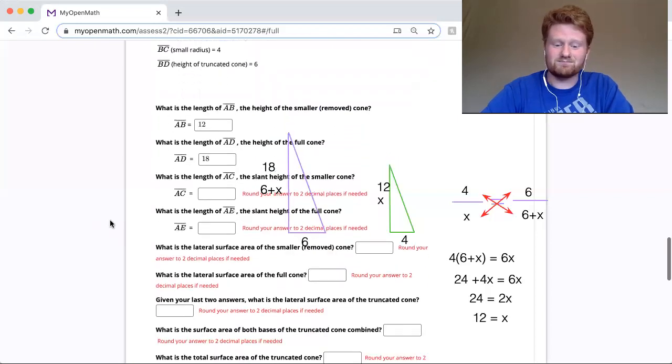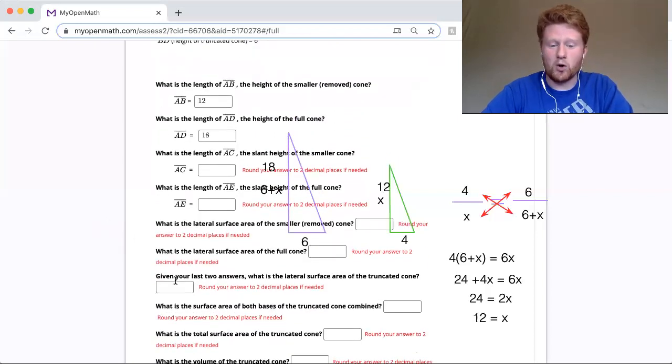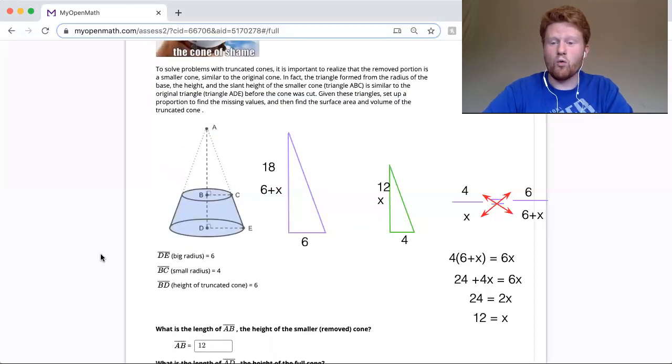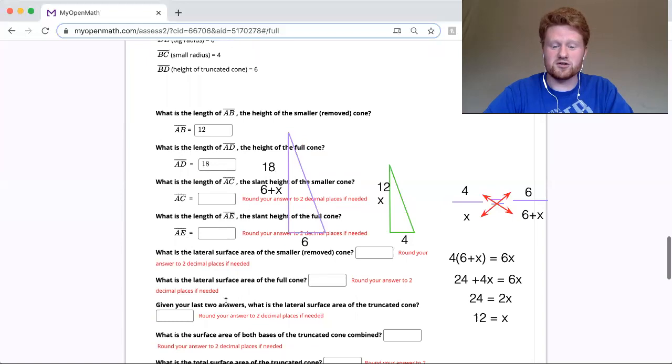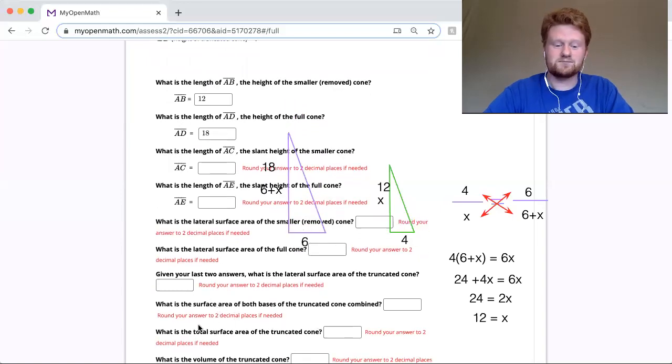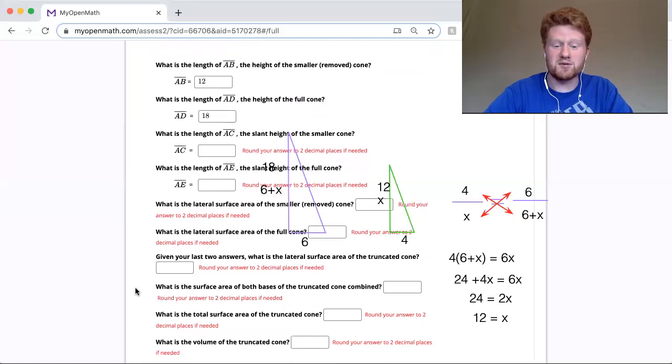The next part says, what is the surface area of both of the bases of the truncated cone combined? Because remember, for total surface area, we want the area of every surface on the figure we're looking at. So in this blue figure, we already found the lateral surface area. So now we have these two circles. You can find the area of the circle. I know you can. Just use the radii that you have for DE and BC. And when you add those all together, that will give you the total surface area of the truncated cone right here.